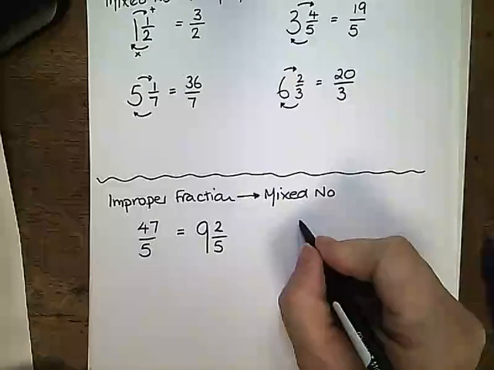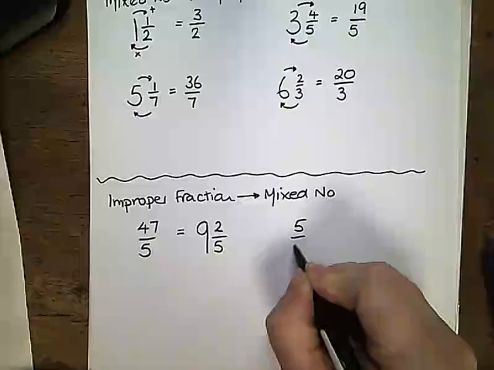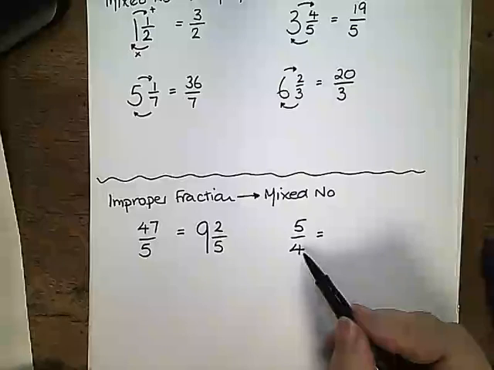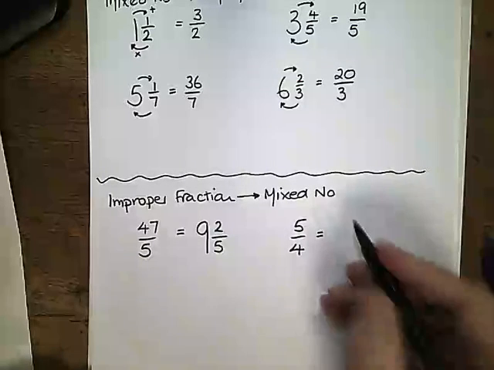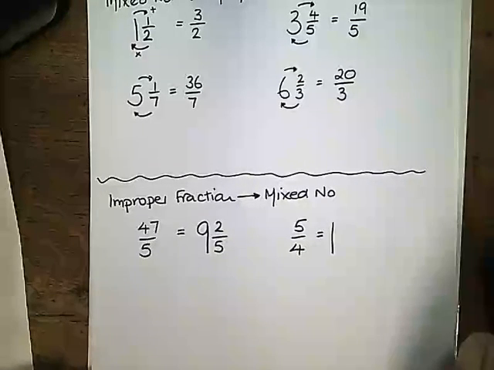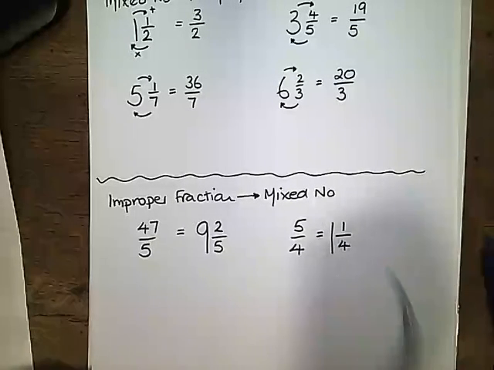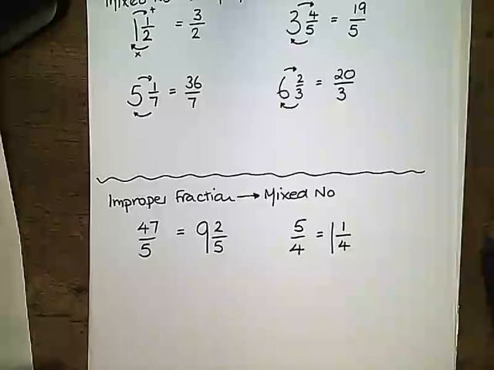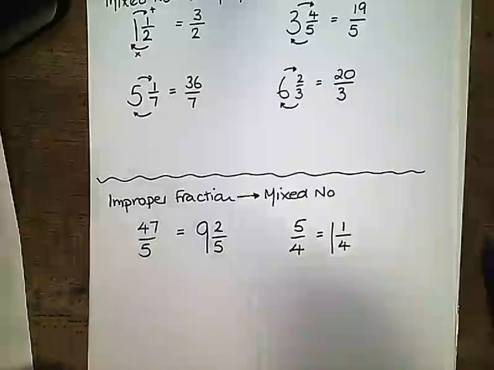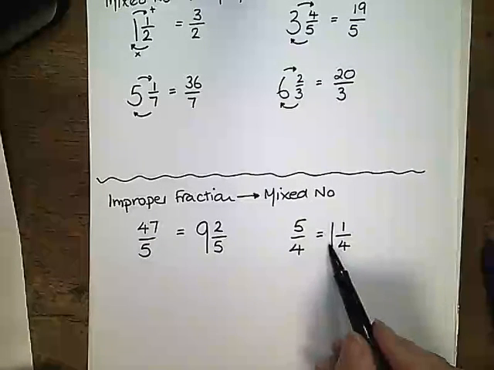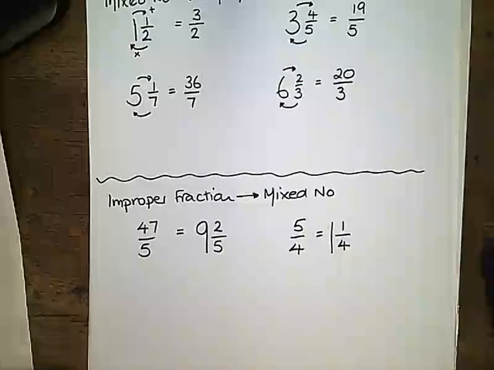Let's do another one. So if we've got 5 over 4, that means I've got 5 quarters. How many 4s are there in 5? There is 1, which gives me my 1 whole number. I've got 1 left over, and it was quarters I was talking about. So 1 and 1/4. And just as a little check with this one, we could do our mixed number into improper fraction. Look, 4 quarters plus another quarter is 5 quarters.